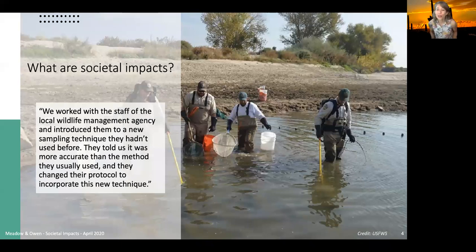Great. So we're going to go through some examples of what societal impacts of research look like when they're split into these categories. So for example, here's one that states that we worked with the staff of the local wildlife management agency and introduced them to a new sampling technique that they hadn't used before. They told us it was more accurate than the method that they usually use, and they changed their protocol to incorporate this new technique. So this statement here demonstrates a combination of both capacity building, so the agency staff learned and practiced this new sampling technique, and an instrumental application as the agency staff incorporated this new skill into their regular management practices.